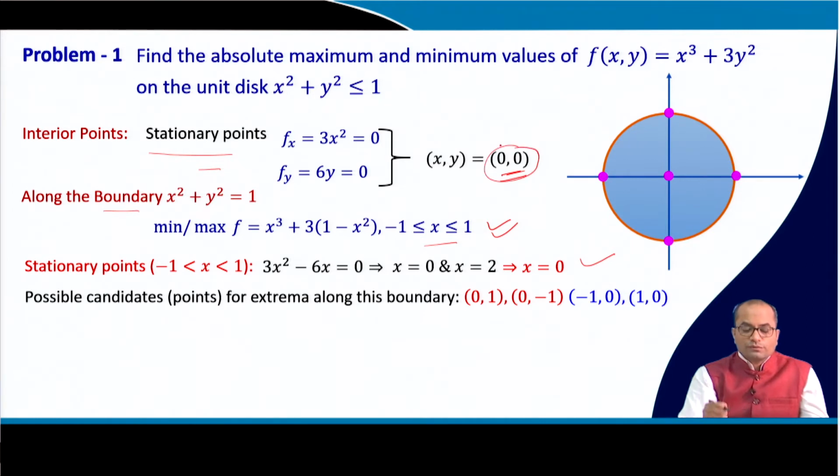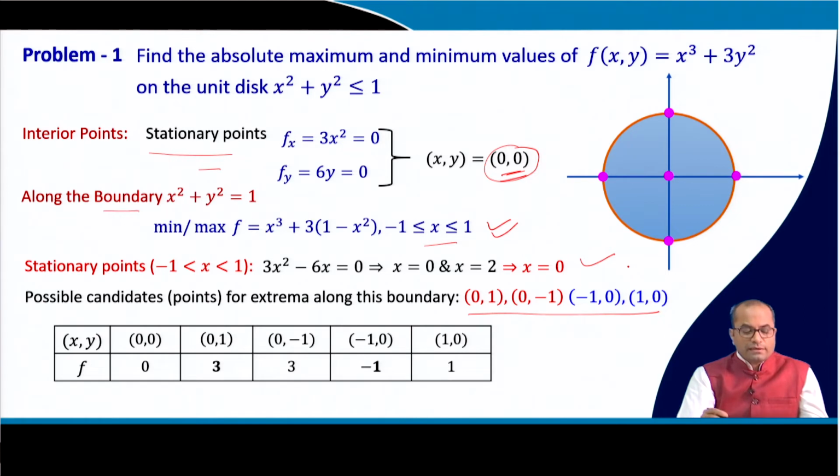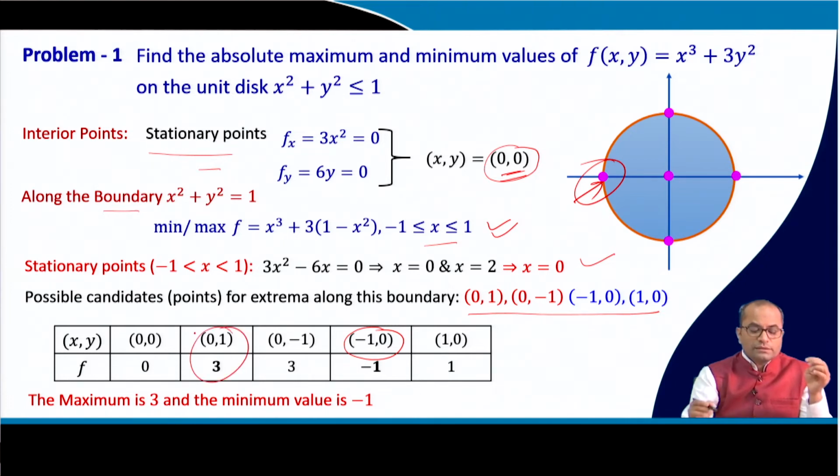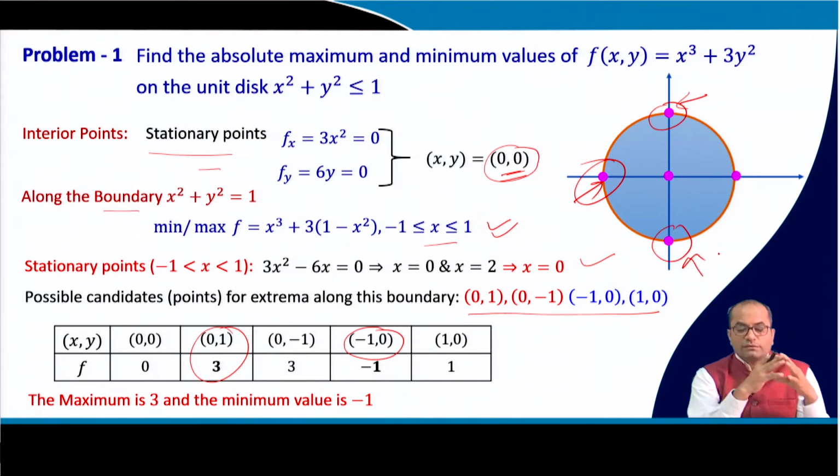So (0, 0) was 1 point and there were 4 points on the boundaries, and we calculated the function value at all these points and realized that the maximum value is 3 and the minimum value is -1. The minimum is achieved at (-1, 0), and the maximum was at x is equal to 0, y is equal to 1. So at this point, also at this point, the function achieved its maximum value.